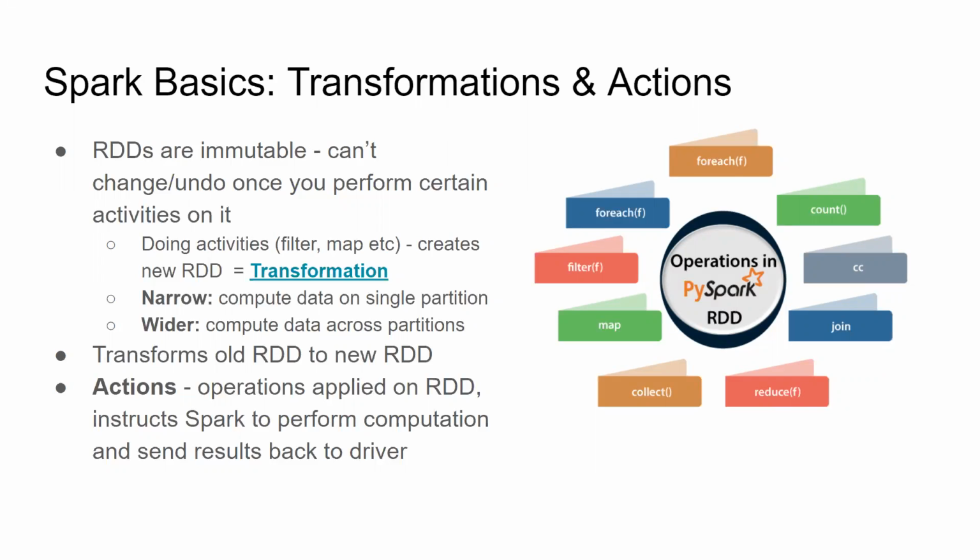Really briefly, I don't think you need to know this for today's lab activity, but there are two types of transformations. One's called narrow, and then we have wide. Narrow basically computes data on a single partition. There are multiple partitions in a single RDD, and wide computes data across partitions. The main difference between transformations and actions is that transformations return a new RDD, and actions send back a result to the driver.